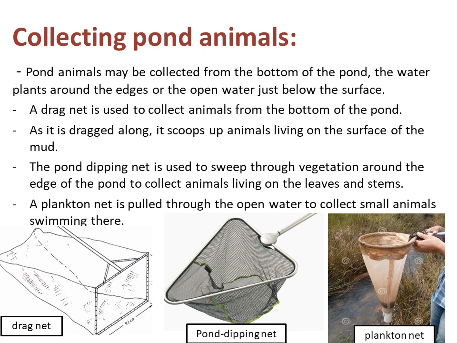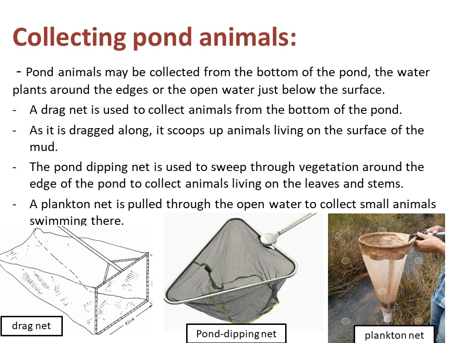The pond dipping net is used to sweep through vegetation around the edge of the pond to collect animals living on the leaves and stems. These are the leaves and stems of the plants that I will find in the pond. Okay, the pond dipping net is used to sweep through vegetation around the edge of the pond to collect animals living on the leaves and stems.